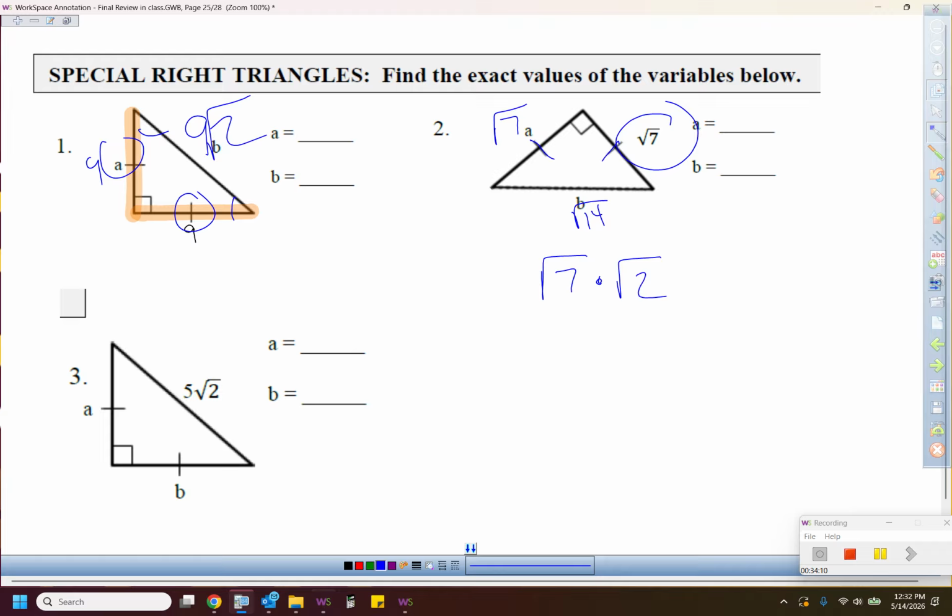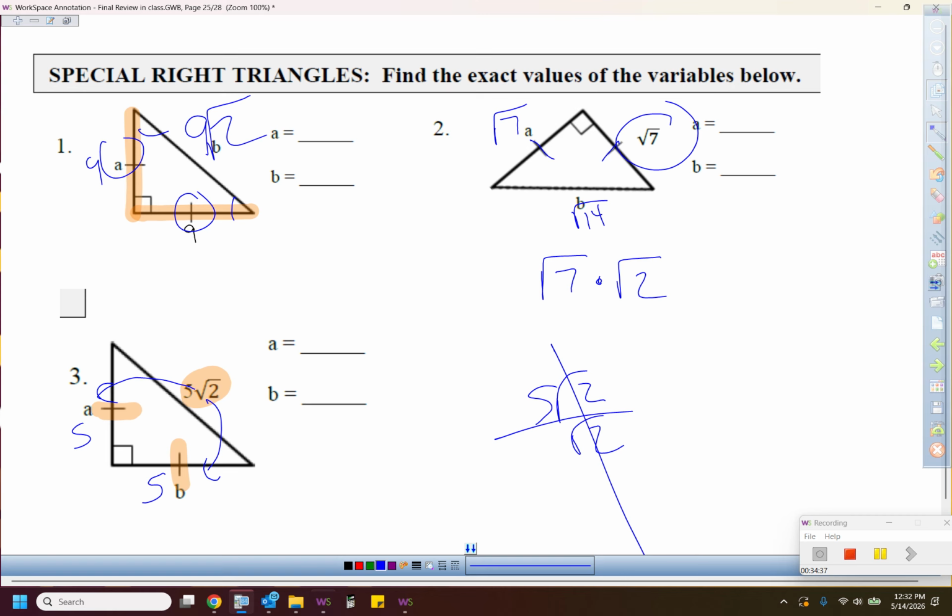And then the last one of these, he is also 45, 45, 90. Do you see the tick marks? Right? But who's this? Leg or hypotenuse? That's the hypotenuse. I got to go backwards and find the leg. Instead of multiplying by radical 2, you have to divide by radical 2. What's 5 radical 2 divided by radical 2? Shouldn't that be 5? But that was only 45, 45, 90s.